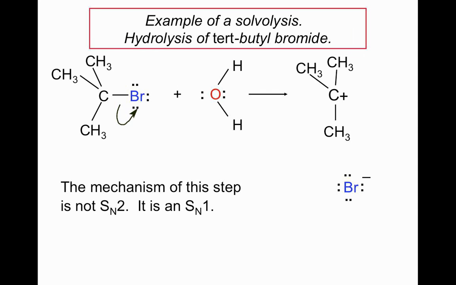Here on these few slides, I've drawn out the mechanism using our curved arrow approach. Again, this mechanism is SN1, not SN2, because the rate-determining step involves the leaving group leaving to form the carbocation. This is our highest energy step in the reaction, which makes it unimolecular.